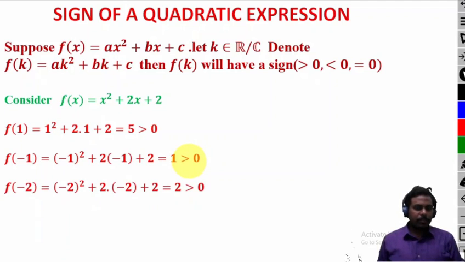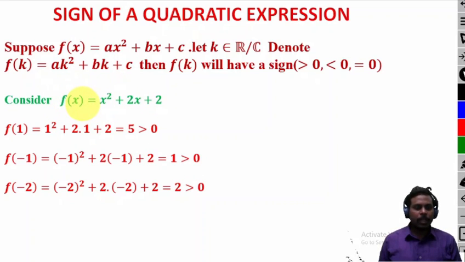I'm trying one more value, x is equal to minus 2. I'm substituting in this expression. This is minus 2 whole square plus 2 into minus 2 plus 2. And this becomes 4 minus 4 plus 2, which is positive again. Looks like whatever real value I'm substituting, I'm getting positive only. You may think that for some value of x, if I substitute, this might turn out to be a negative number.